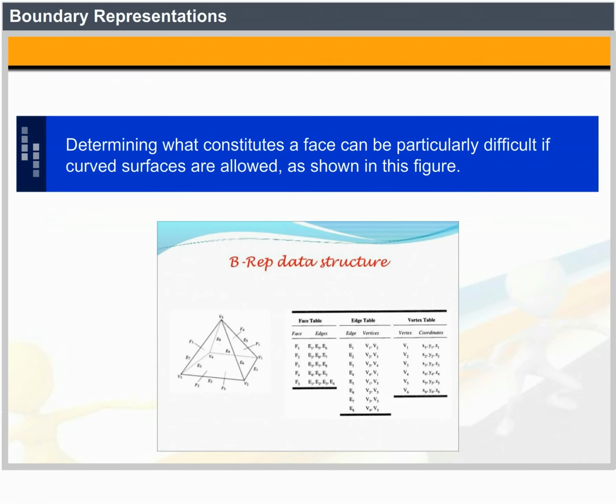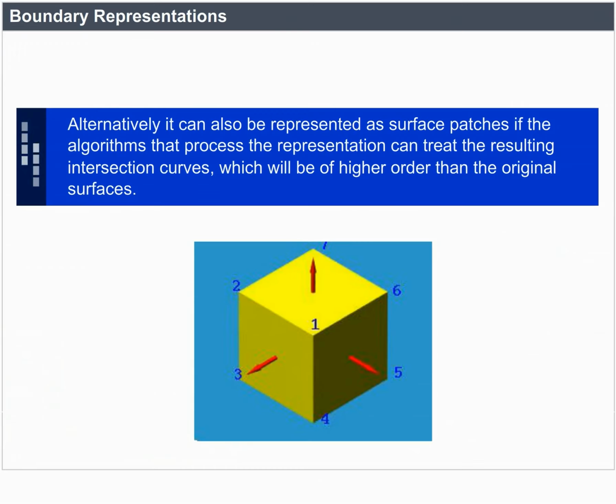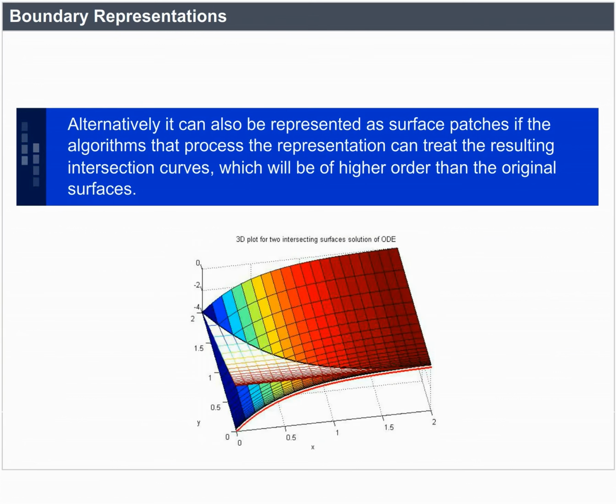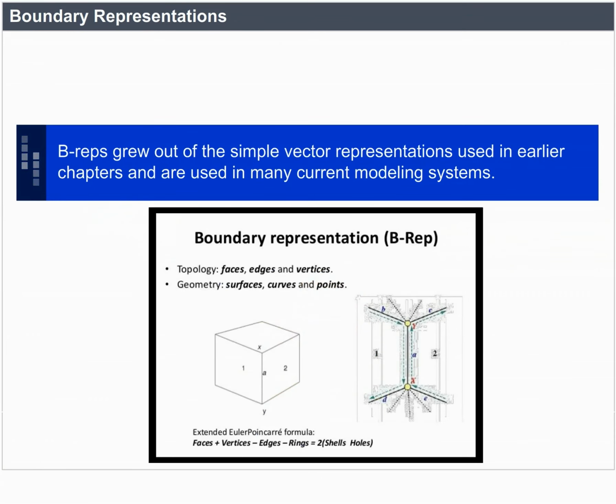Determining what constitutes a face can be particularly difficult if curved surfaces are allowed, as shown in this figure. Curved faces are often approximated with polygons. Alternatively, they can also be represented as surface patches if the algorithms that process the representation can treat the resulting intersection curves, which will in general be of higher order than the original surfaces.